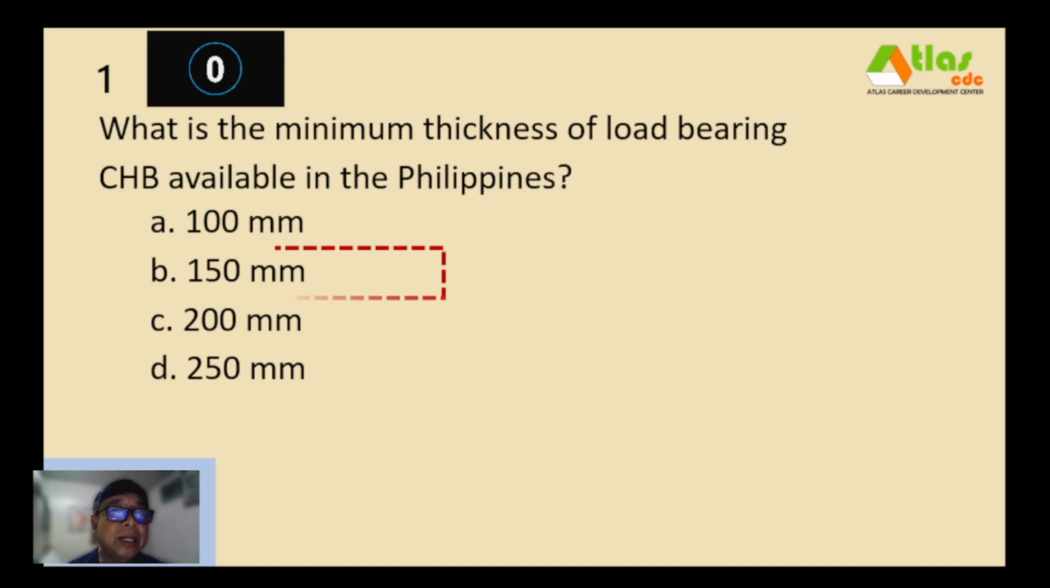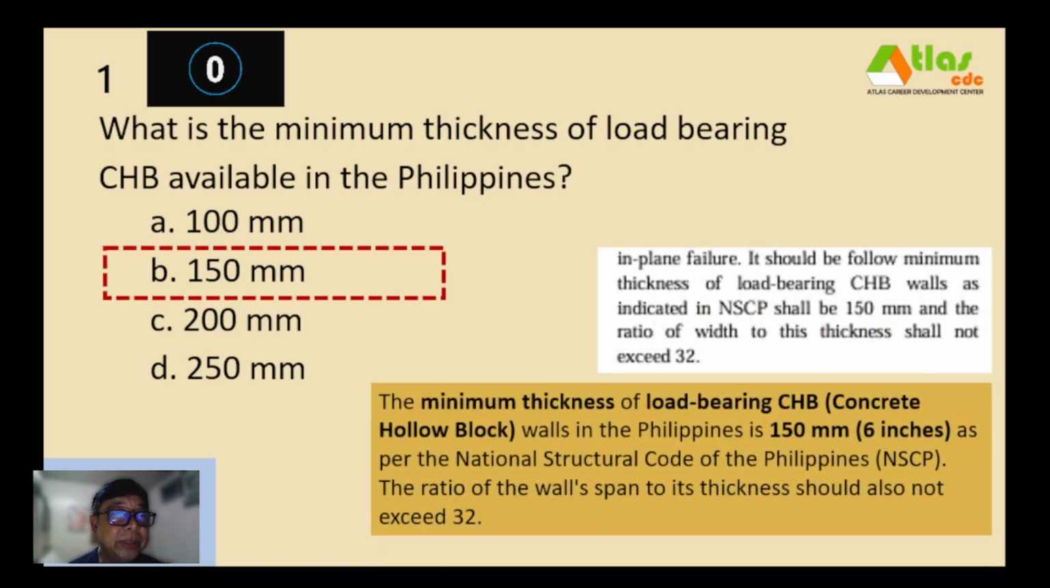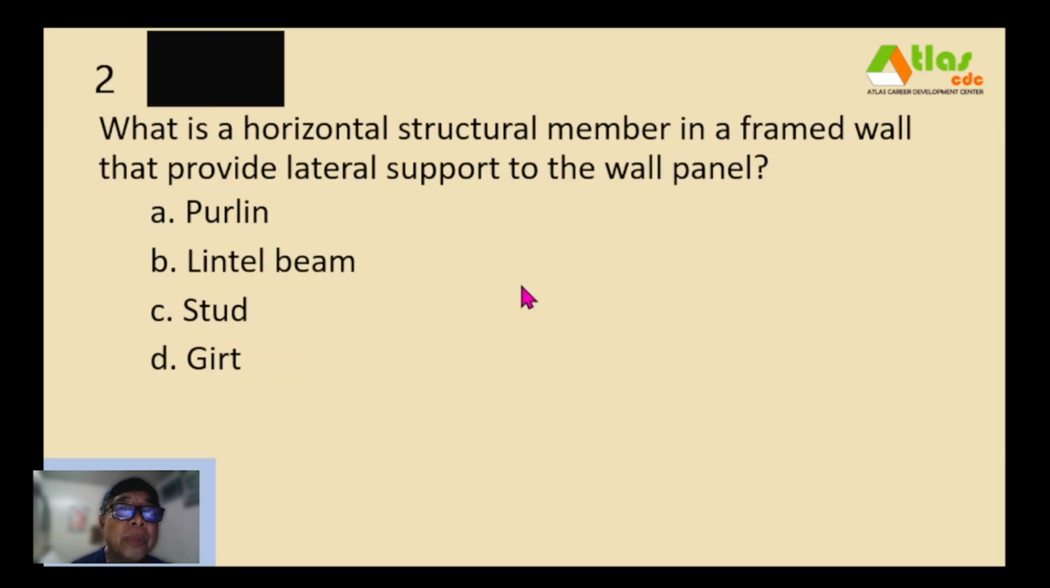And our correct answer is letter B, 150 mm. So the minimum thickness of load-bearing CHB or concrete hollow block walls in the Philippines is 150 mm or 6 inches as per the National Structural Code of the Philippines or NSCP. The ratio of the wall span to its thickness should also not exceed 32. So an example of that is shown in this particular document, structural specifications.